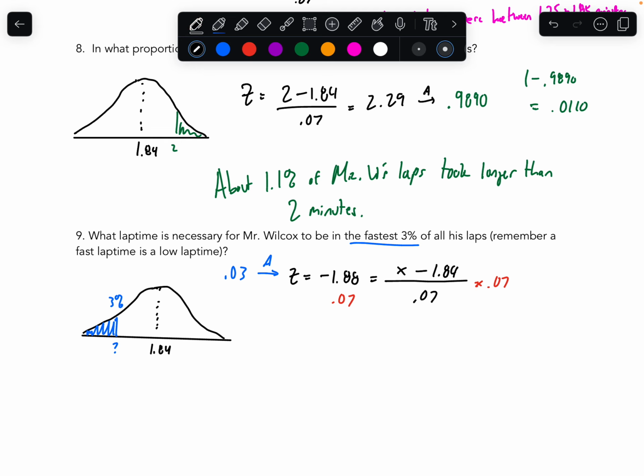I got negative 0.1316. And then add 1.84 to both sides. Gets us to here.